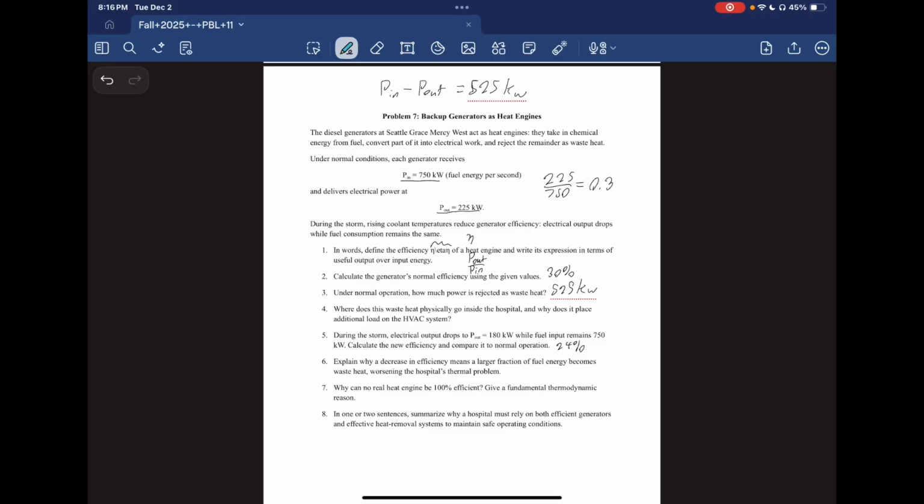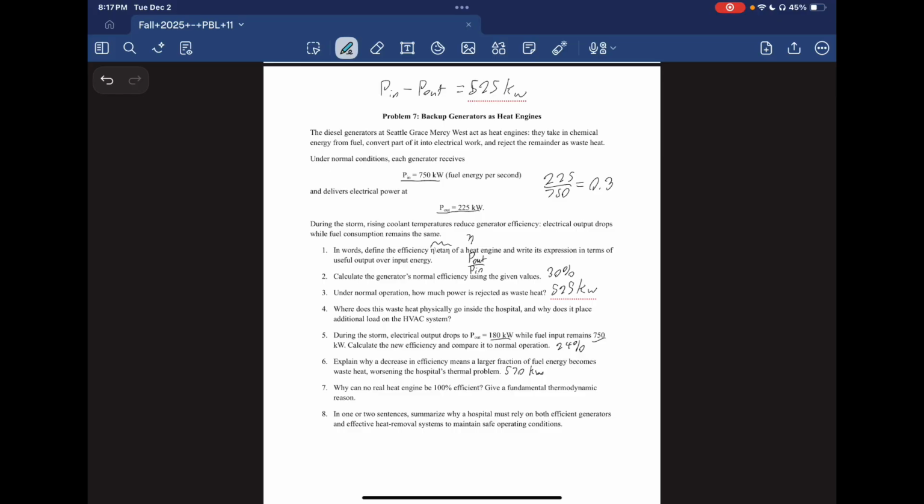Decrease in efficiency means a larger fraction of fuel energy becomes waste heat. Well, you could just calculate it exactly if you wanted to. You could do the new P in minus the P out. The P in remains the same at 750, but the new P out is 180. So 750 minus 180 is going to give us now 570 kilowatts instead of 525 kilowatts as waste energy, which is obviously going to worsen the thermal problem because more energy is going into the system.